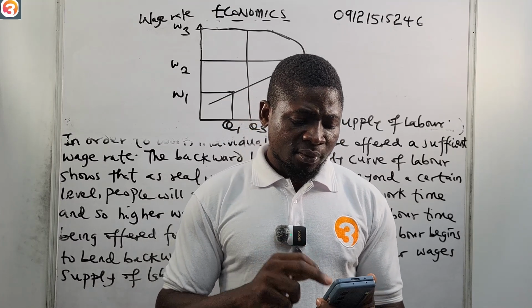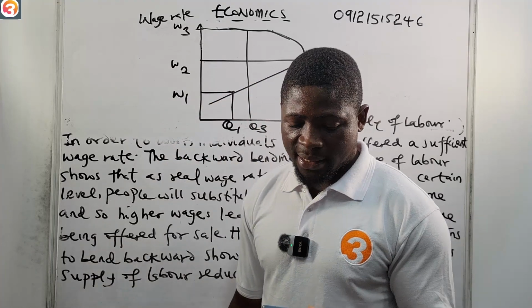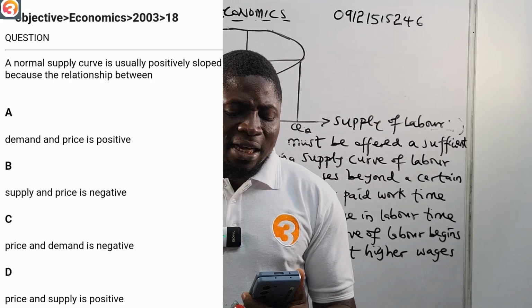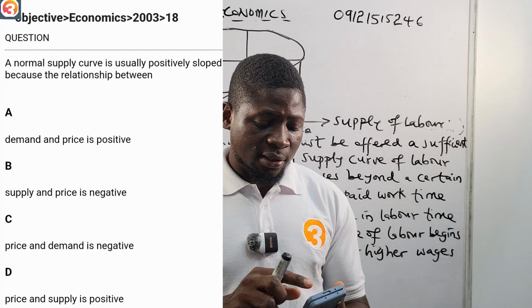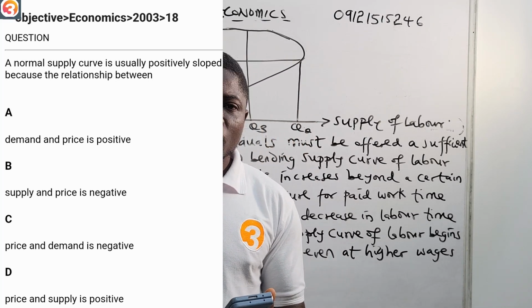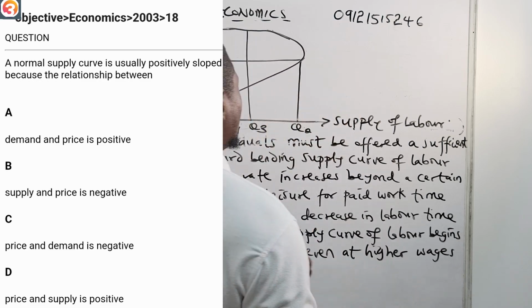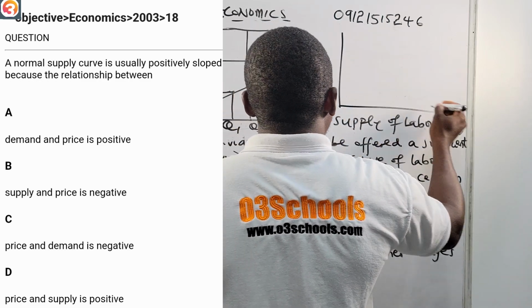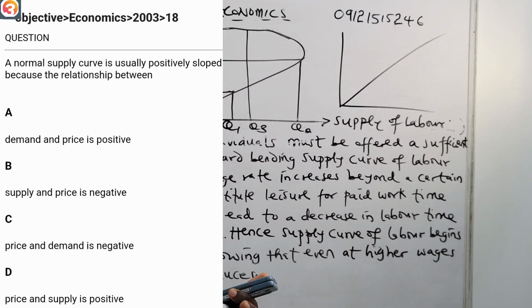Now let us see economics 2003 number 18. It says that a normal supply curve is usually positively sloped. We were supposed to answer the question in the last class, but we didn't. A normal supply curve is usually positively sloped. It slopes upwards from left to right.